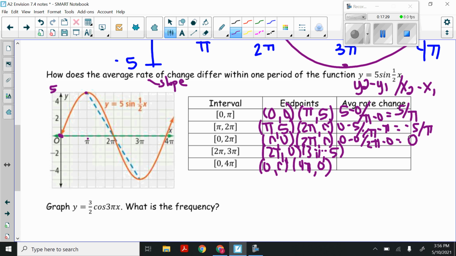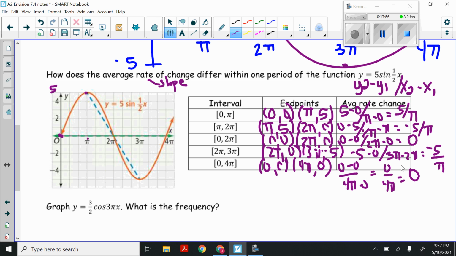From 2 pi to 3 pi, so I have -5 minus 0 over 3 pi minus 2 pi. So -5 minus 0 is -5. 3 pi minus 2 pi is pi, so -5 over pi. 0 to 4 pi, so I'm going to have 0 minus 0 over 4 pi minus 0, which gets me 0 over 4 pi, which gets me 0. So that's how we find average rate of change.